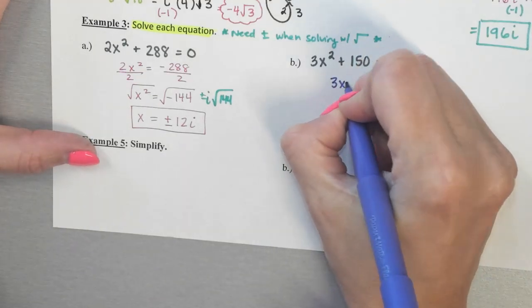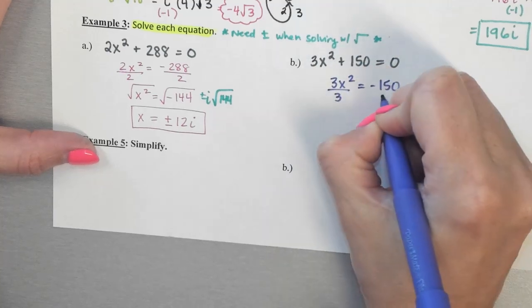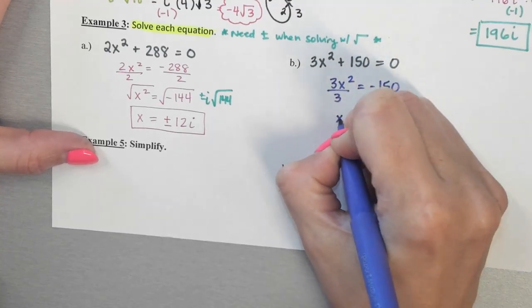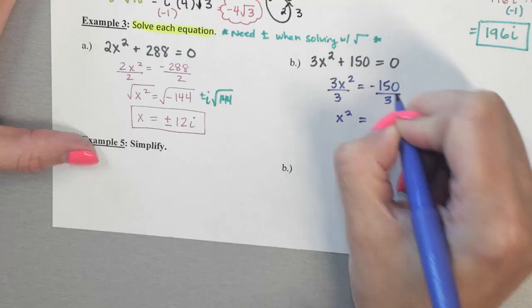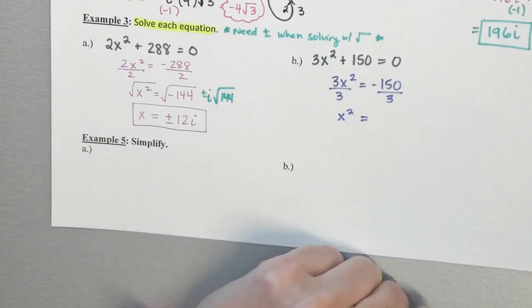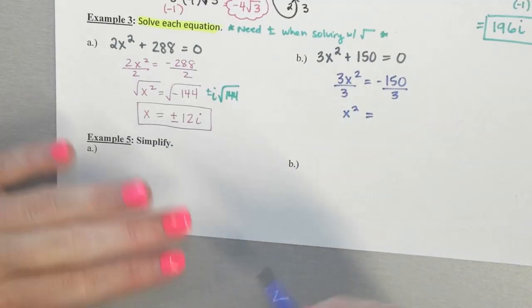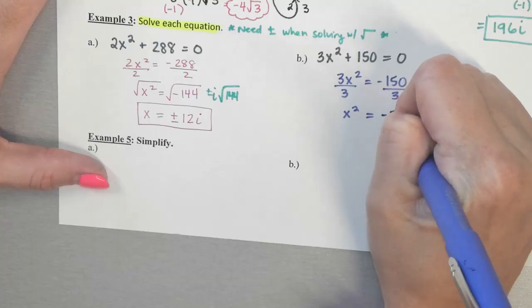So we have 3x squared. When we move that over, it would be a negative. Okay, remember that you can see right away whether 3 goes into something by adding the digits. 1 plus 5 plus 0 is 6. 3 goes into 6, so it'll go into 150. Okay, so if you divide that by 3, you get negative 50.